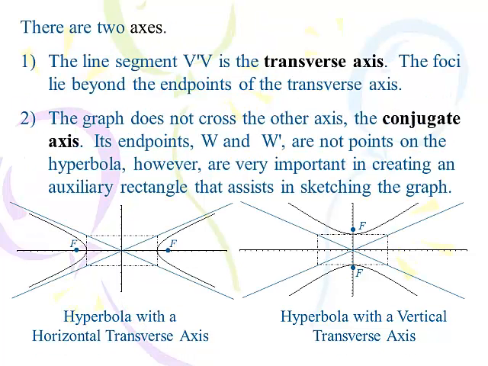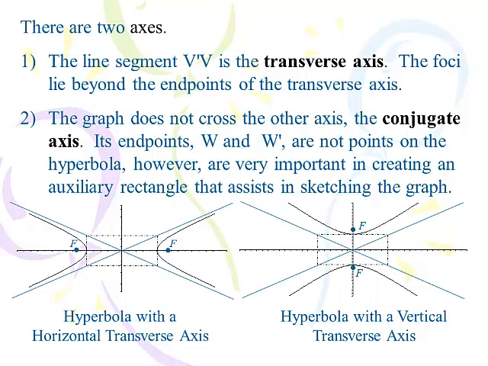So the line segment connecting the vertices is the transverse axis. The foci lie beyond the transverse axis. The other axis is called the conjugate axis, and its endpoints are W and W prime. They're not points on the hyperbola. However, they're really important in creating the auxiliary rectangle that will assist in sketching the graph. And so again, the vertices are A units from the center. The endpoints of the conjugate axis, the other axis, are B units from the center. A can be bigger than B, B can be bigger than A, or A and B can be equivalent to each other. The deal here is that C will be the biggest of the three.